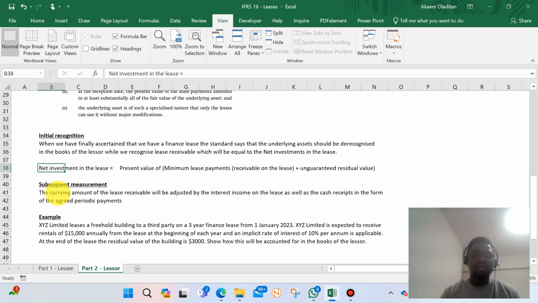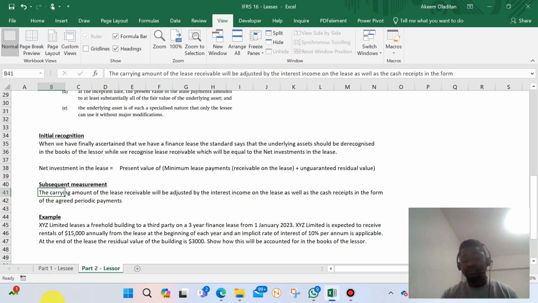So subsequent measurement will be that the carrying amount of the lease receivable will be adjusted by the interest income, because that interest income will continue to add to the lease receivable and increase it over a period of time, as well as a cash receipt in the form of periodic payments. When we continue to receive payment, that value will go down. That is what this means. So this is the subsequent measurement.